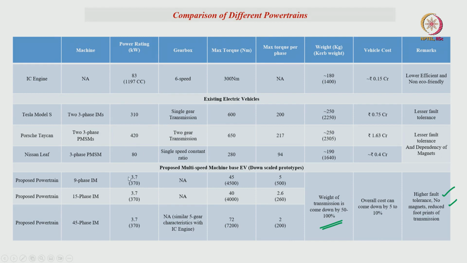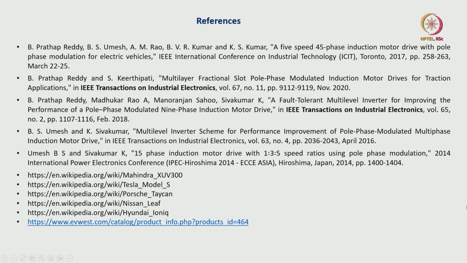If we design the machine for 370 kilowatt with respect to the 9 phase machine, the torque per phase will be 500. So we can increase the torque density by utilizing the pole phase modulation based machines. Those who are interested to see the different machines with respect to the pole phase modulation, they can go through these references, and these are a few literature related to the existing electric vehicles and with respect to the torque and power ratings, and interested people can see these references for pole phase modulation based induction machines.